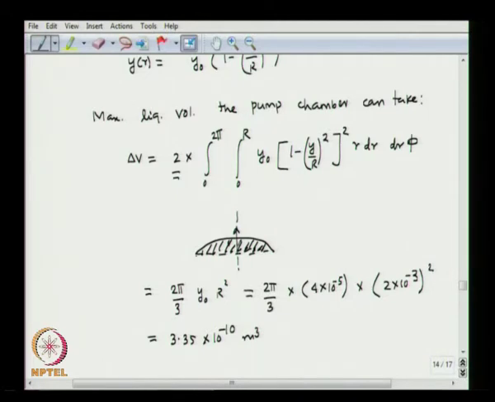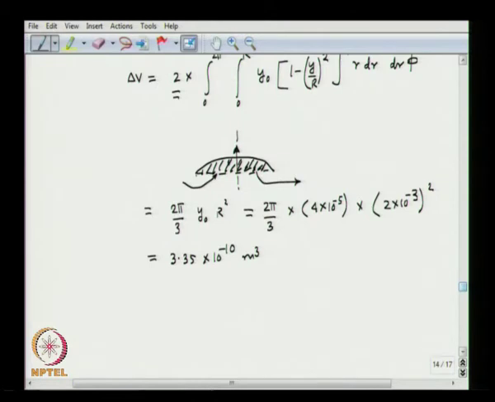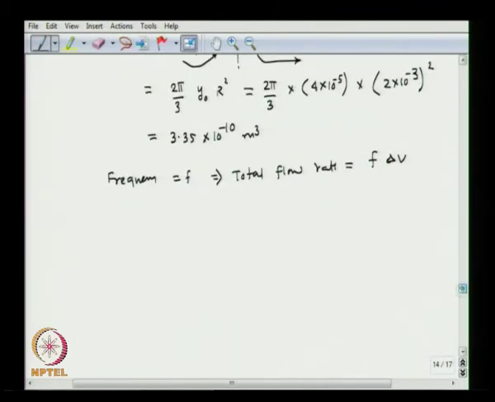So, in a single stroke, as it is expanding, it can only take this much volume delta V. So, for a known frequency f, the total flow rate will be f into delta V. So, total flow rate we can calculate.